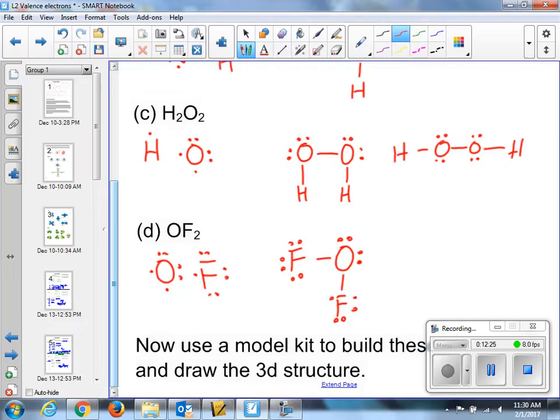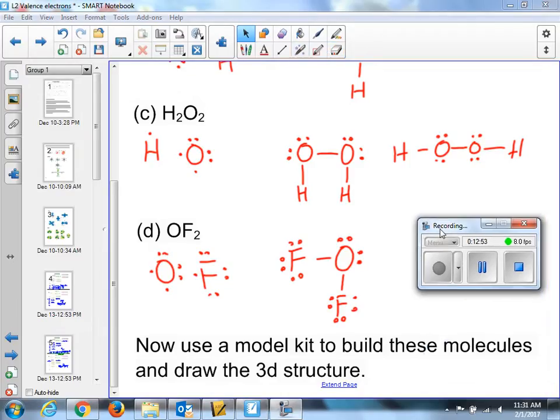There you go. Okay? Make sure that your electrons are always going like this, as in a box kind of thing. I would not mark you 100% if you went like this. And then you put your electrons like this. Don't do that. Okay? I don't like showing errors, but every once in a while somebody makes that error, so don't do it. Okay. Now, we're going to use a model kit to build these molecules and draw 3D structures.